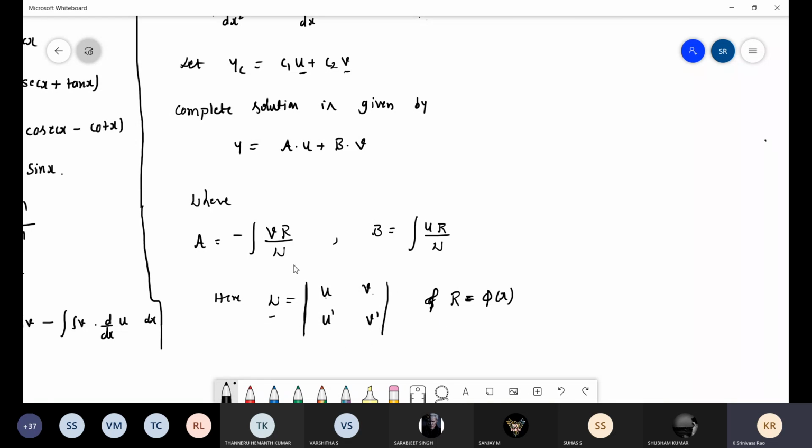After getting omega, R is nothing but the RHS, given in the problem as phi of x. Find out A and B: A is minus integration of vR by omega, and B is integration of uR by omega. After calculating A and B, substitute them. The complete solution is A into u plus B into v. So this is the procedure. Again we will discuss it while solving the problem.